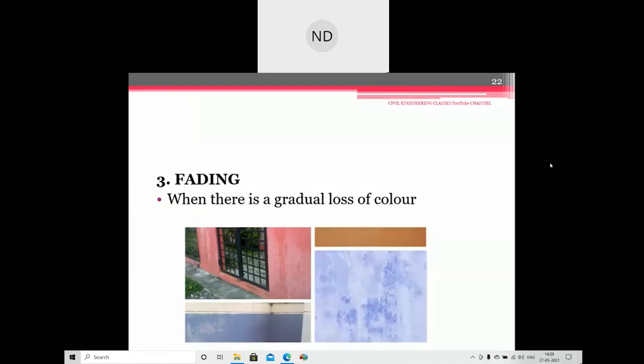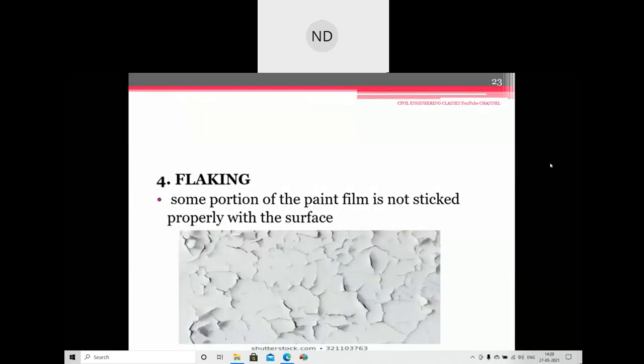Next is fading. It means a gradual loss of the color. This can also be due to the poor quality of the paint, and also sometimes due to major exposure to sunlight.